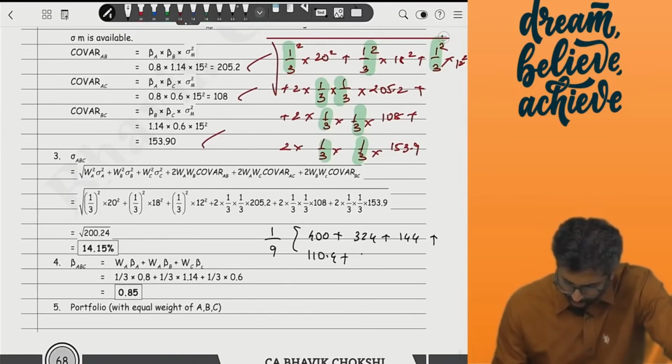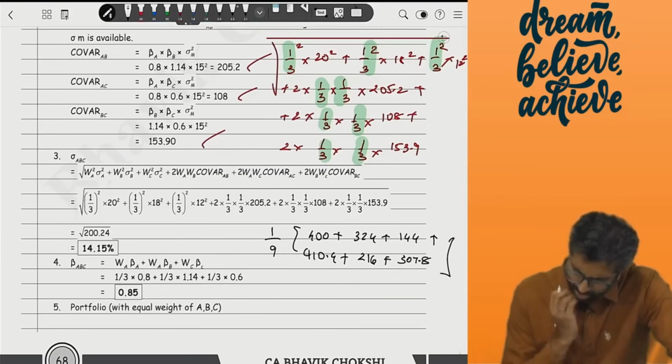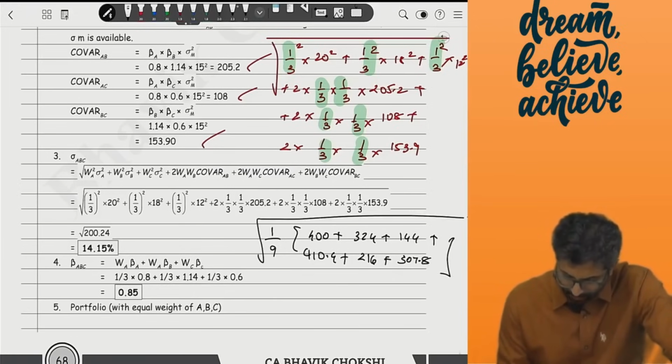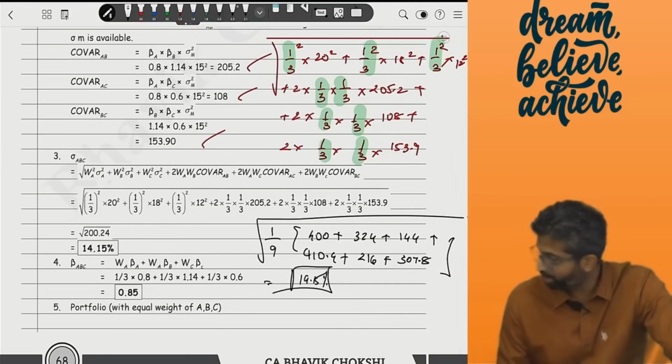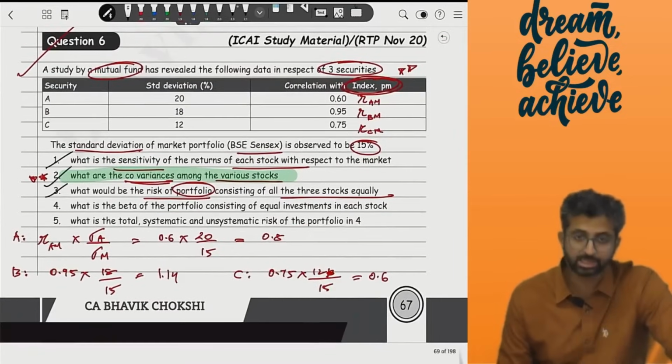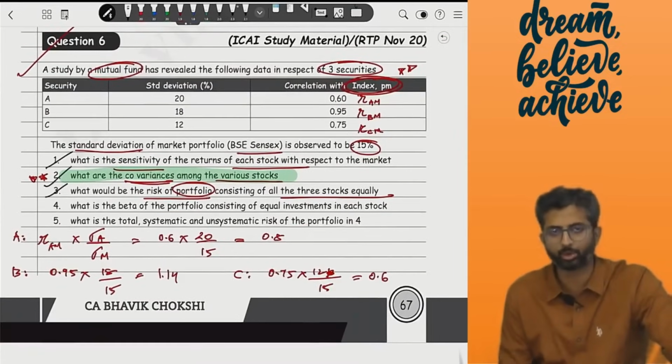2 into 108, this is 410. This is 216 and 307.8 approximately. If you do this working, you should be getting around 200.4. Take the square root of this to find the standard deviation, and hence it comes to 14.15% for the portfolio. Okay, so this is a question where you can also practice the working for a 3 security portfolio standard deviation.